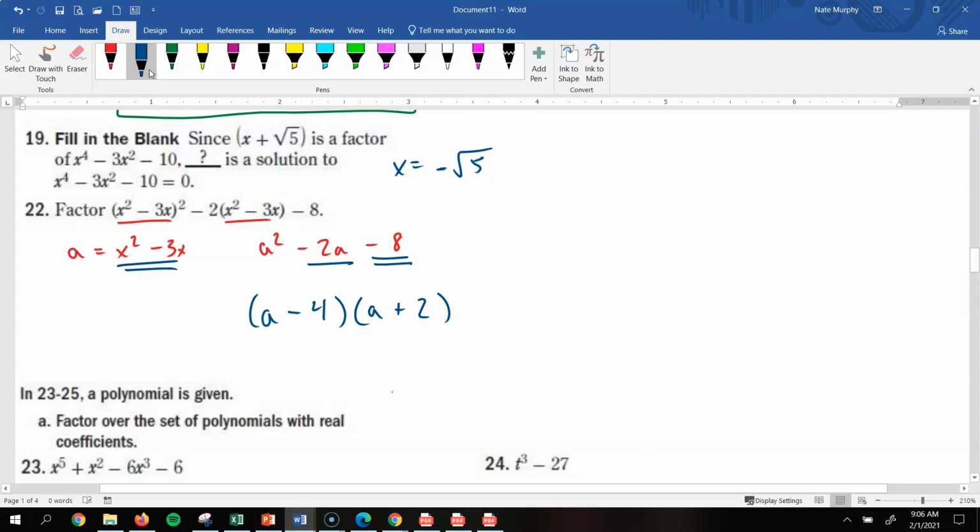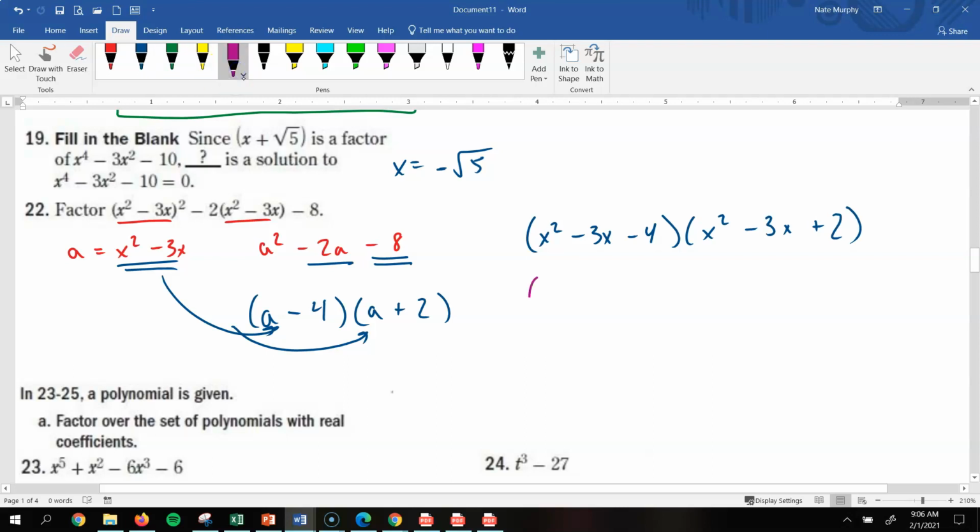But now I'm going to substitute that back in anytime I had an a. So we would look at this as being x squared minus 3x minus 4 times x squared minus 3x plus 2. Whoops. All right. So now we can't just say we're finished with this either. I need to look to see, can I factor this first set of parentheses any further?